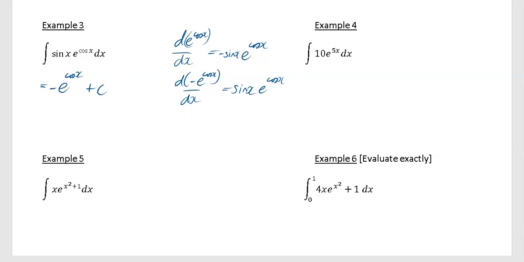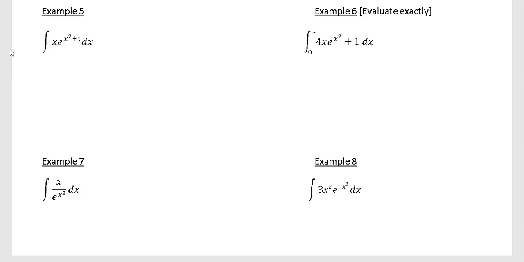Okay, for this one, I'm going to do this using the very simple method. I'm going to say that's the same as 10 times, and if you integrate e to the 5x, you'll get 1/5 e to the 5x plus your c, and then 10 times 1/5 would just be 2. So e to the 5x plus c. Very easy.